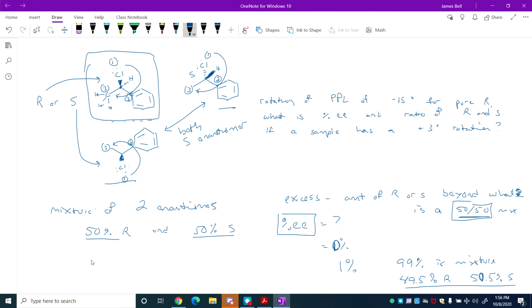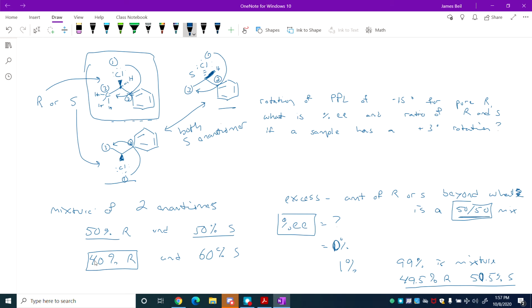So what if I had 40% R and 60% S? What would the enantiomeric excess be there? 20%. Good. So the way to think about that is if 40% of it is R, I want to figure out how much out of that total 100% is a 50-50 mixture. Anything beyond that is going to be the excess.